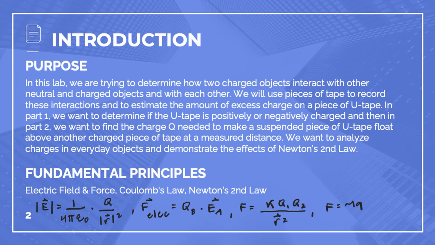So just to introduce this lab, the purpose is to determine how two charged objects interact with other neutral and charged objects and also with each other. We are using pieces of tape to record these interactions and to estimate the amount of excess charge on a piece of U-tape. In the first part of the lab, we want to determine if the U-tape is positively or negatively charged. And then in the second part, we want to find the charge Q needed to make a suspended piece of U-tape float above another charged piece of tape at a given distance.